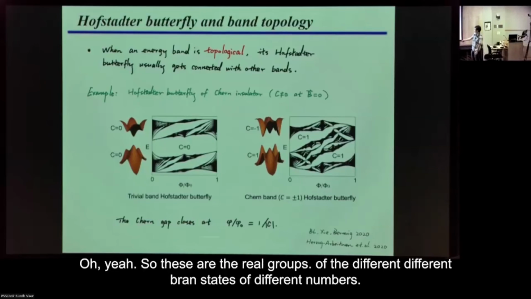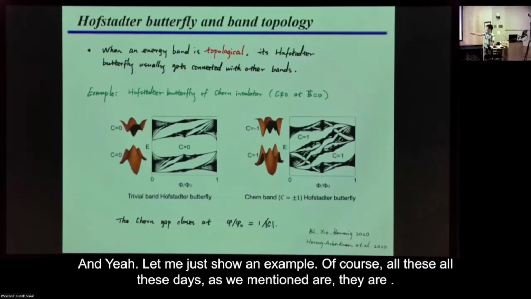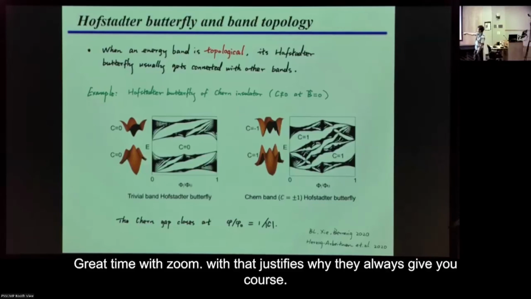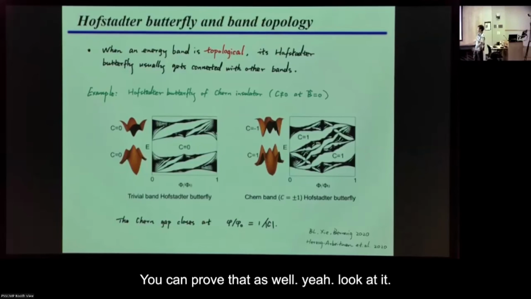And in general, actually, you can prove that if you have a Chern gap like this, the two energy dispersions have to be connected at this flux, basically phi over phi naught equals 1 over c. So in this case, it's c equals 1. So, okay, I should define phi naught. Phi naught is actually just 2 pi in actual units. So if you add 2 pi flux in a cell, in a tight binding model, it should recover itself. So basically, this gives you connectivity between the two bands at this flux phi equals 1.